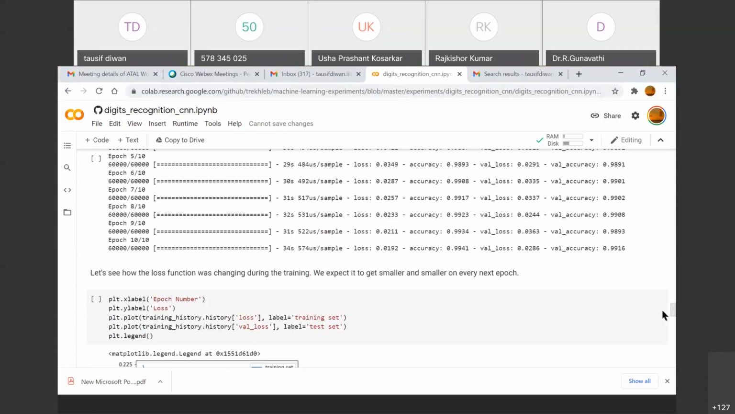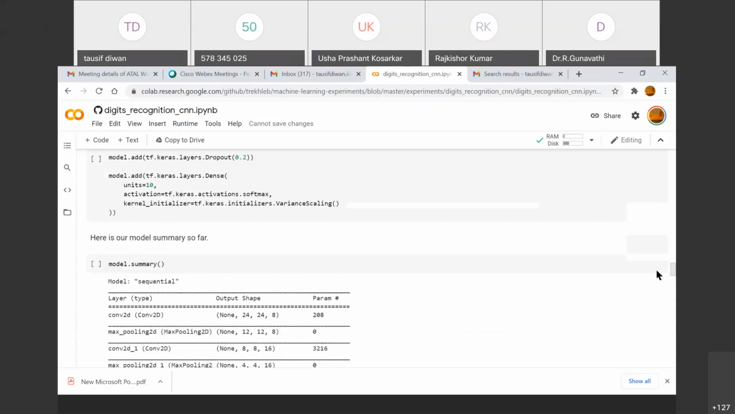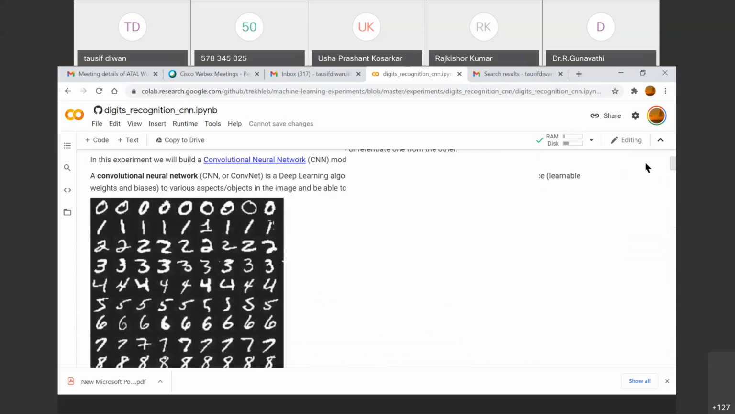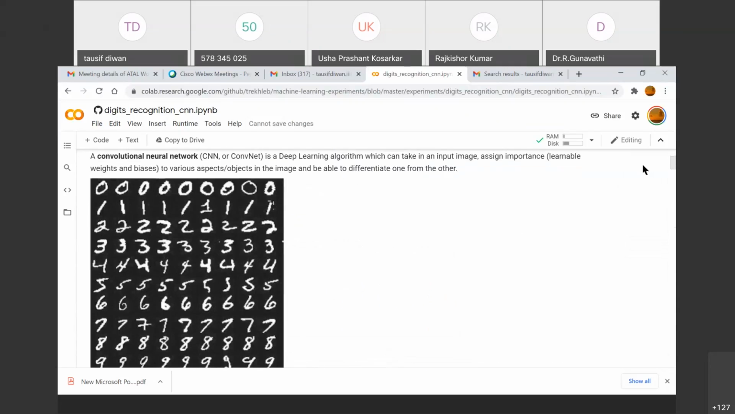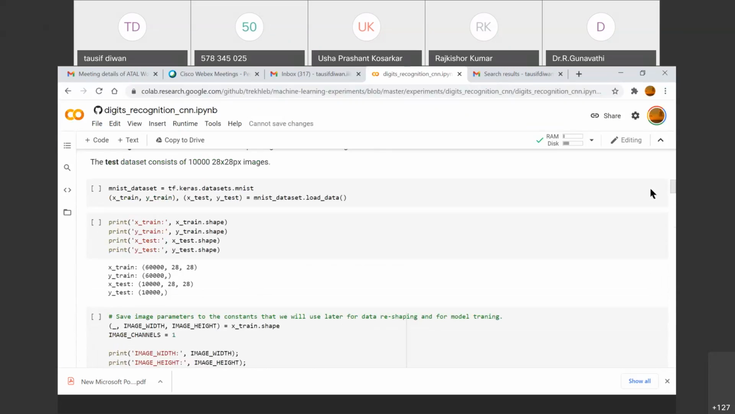We will just look at how the model is defined. So it is just an example of handwritten digit recognition. So these are the handwritten digits. We just want to construct a CNN for this handwritten digit classification. So first we load the data, training data, testing data.